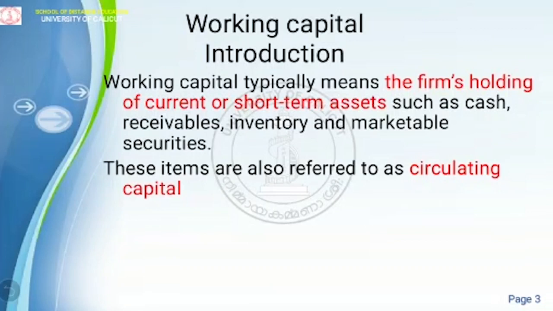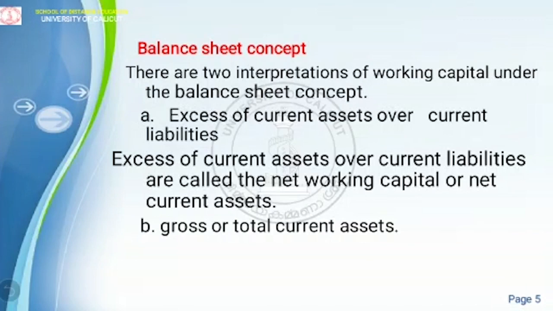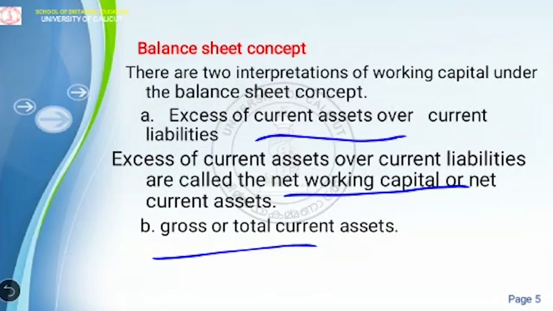Working capital means the firm's holding of current or short-term assets such as receivables, inventory, marketable securities, etc. These items are also referred to as circulating capital. Regarding the concept of working capital, there are two possible interpretations: the balance sheet concept and the operating cycle concept. In the balance sheet concept, there are two things to discuss: net working capital and gross working capital.